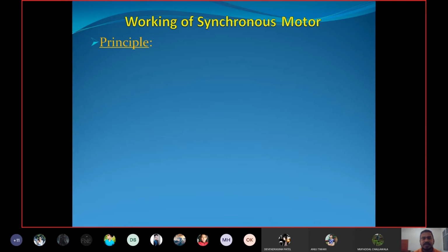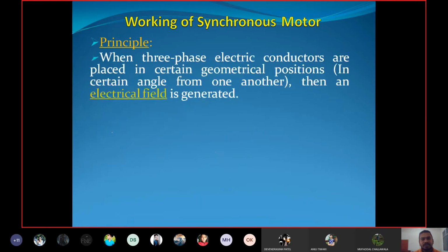Now, on which principle does the synchronous motor operate? When three-phase electrical conductors are placed in certain geometrical positions, that means at a certain angle from one another, so there is a certain angle between two conductors, that's why it is written in certain geometrical positions, then an electrical field is generated.